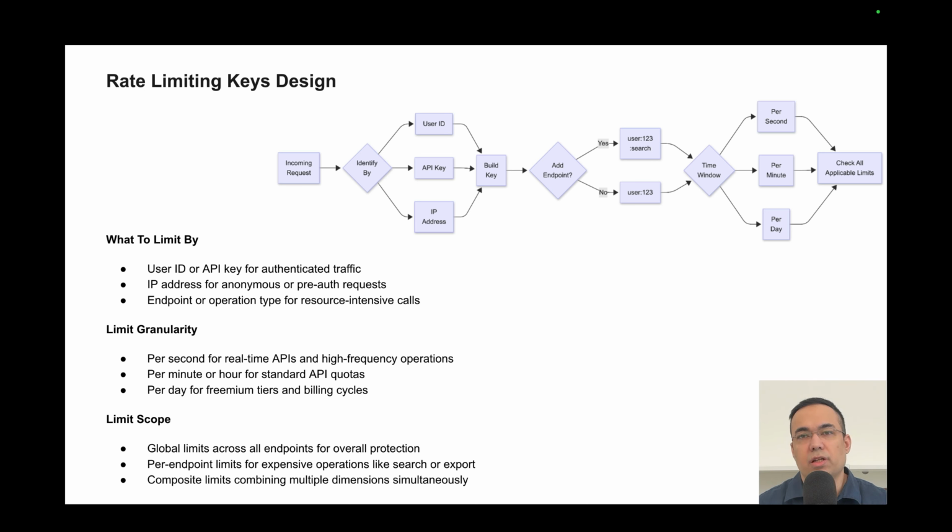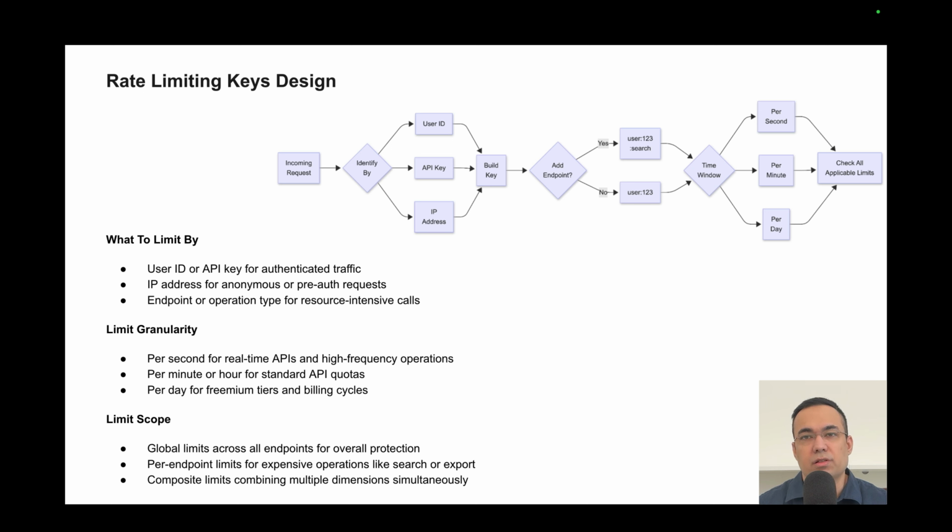Second, we need to choose the limit granularity. Per second limits work for real-time APIs and high-frequency operations. Per minute or hour limits work for standard API quotas, which is what most public APIs use. Per day limits work for freemium tiers and billing cycles.